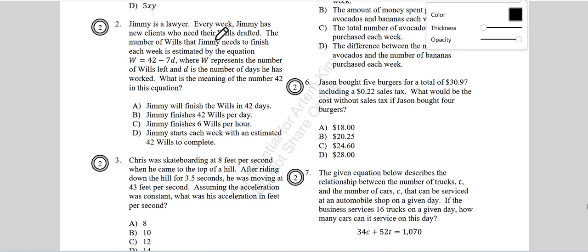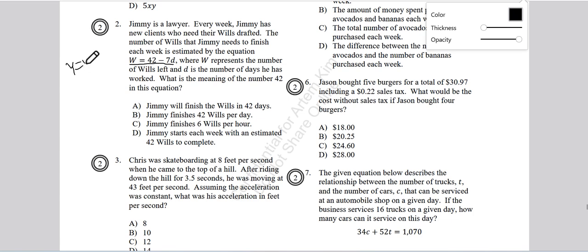Jimmy is a lawyer. Every week, Jimmy has new clients who need their wills drafted. The number of wills that Jimmy needs to finish each week is estimated by the equation W = 42 minus 7d, where W represents the number of wills left and D is the number of days he has worked. What is the meaning of the number 42 in this equation? Also, this is easy.